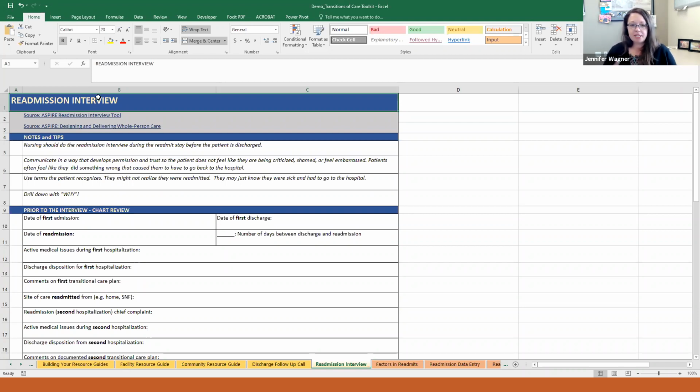And so we have some notes and tips. The interview script and steps are sourced from the SPIRE readmission interview tool. You can see we resourced a lot of things and just put them together in one area. There's so much incredible work out there. There's no use in duplicating it. It's just helping narrow that resource funnel so that it's not as overwhelming.